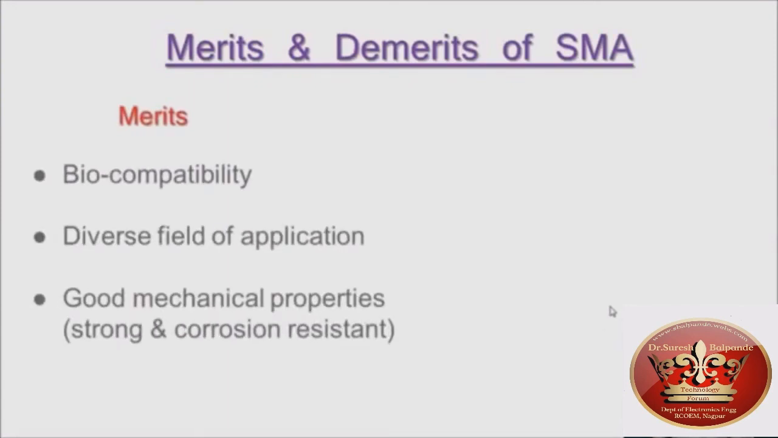Merits of shape memory alloys: biocompatibility, diverse fields of application. So it is used in different fields, automobile field, medical field, engineering field. So it is used in different ways. Good mechanical properties, strength and corrosion resistance. Demerits: they are expensive.